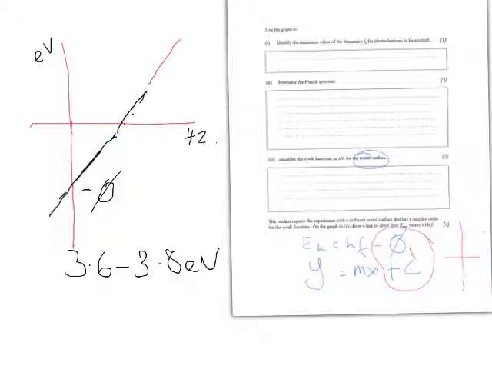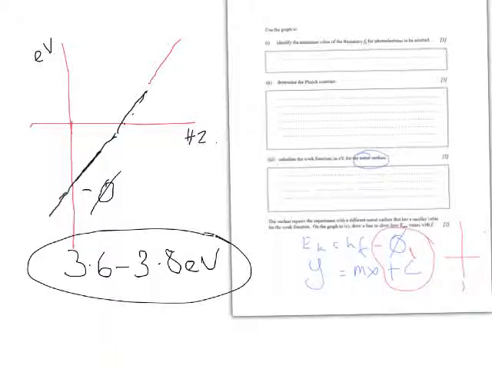Okay, you can do it that way, or you can multiply out and give the answers in joules. The student repeats the experiment with a different metal surface that has a smaller value for the work function. Draw a line to show how Emax varies with f.